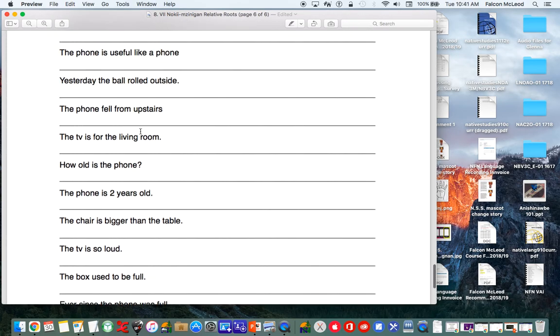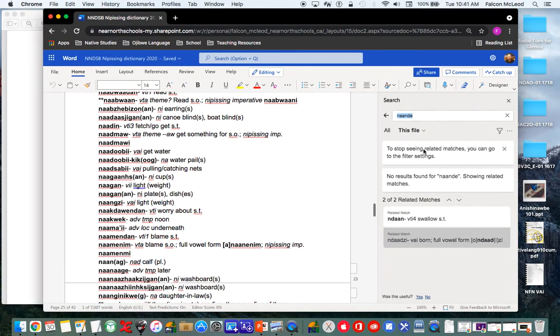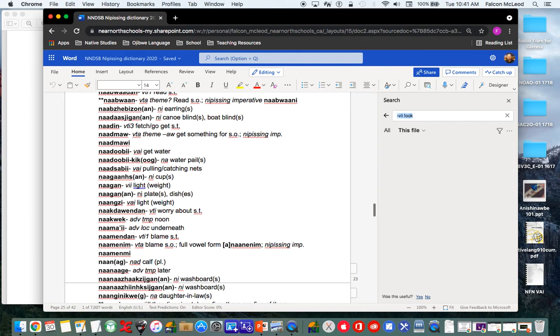So I believe this is the last activity. Yeah, it is. So we're translating into Ojibwe. All right, so what does the book look like? We can either use Wagnen for what, but since we're using our relative roots, I want to use Aandi. And then since we're talking about how it looks, we'll use our relative root, eje. So let's look for the word look like, or look. We're looking for a VII, look.